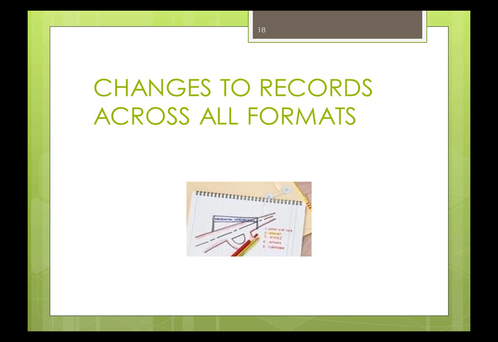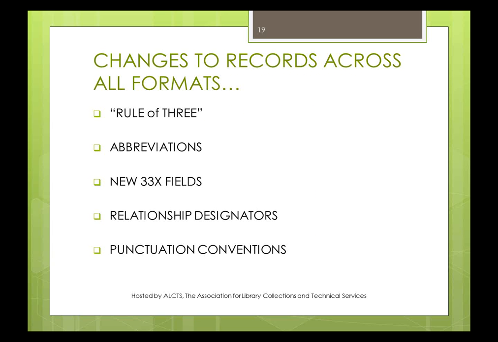Okay, let's jump right into specific changes within bibliographic records as they apply to all materials and follow with those that apply to cartographic materials. If you have a good grasp of these already, good for you. First, let's look at some broad level changes that apply to all resources: the rule of 3, abbreviations, the new 33X fields, relationship designators, and punctuation conventions. All of these do apply to cartographic materials as well.